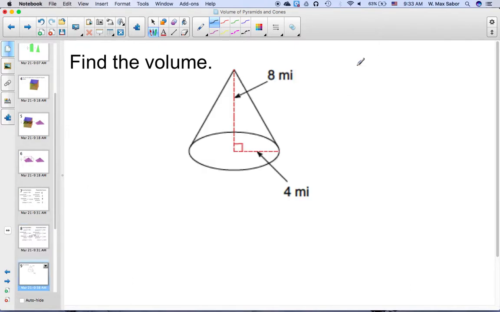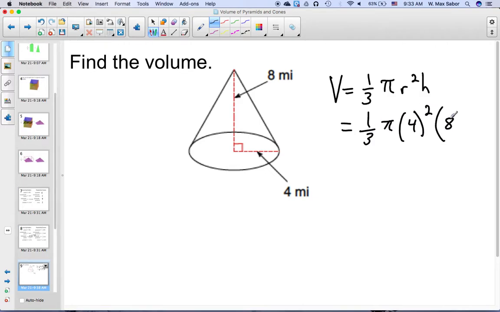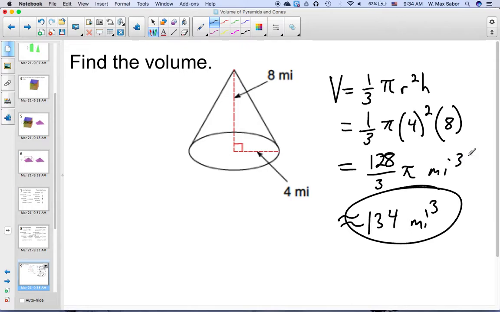So, find the volume of this cone. Volume is 1/3 pi r squared times height. 1/3 pi, 4 is the radius, and the height was 8. Now we multiply those together and get 128 pi. If you don't like that, you can say that it's approximately 134 cubic miles. I'll accept either version.